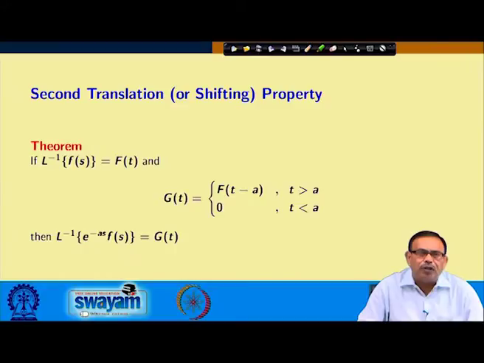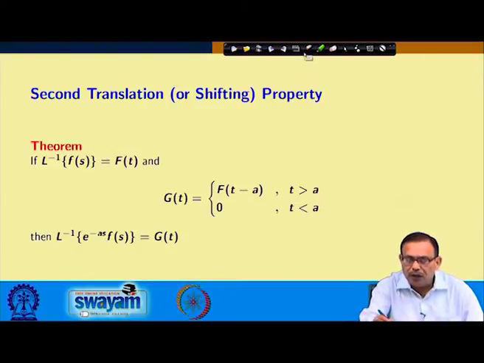If the Laplace inverse of F(s) equals f(t), and we have a function g(t) such that for t greater than a, the value of g(t) is f(t minus a), otherwise it is 0, then the Laplace inverse of e to the power minus a s into F(s) equals g(t). That is, f(t minus a) for t greater than a and 0 for t less than a.